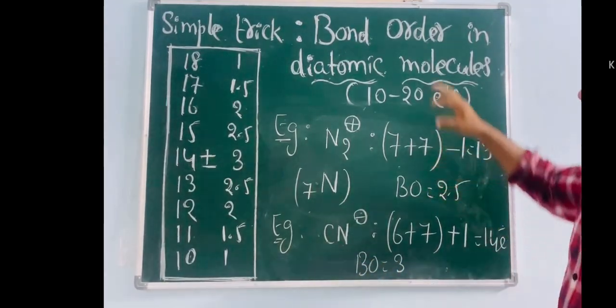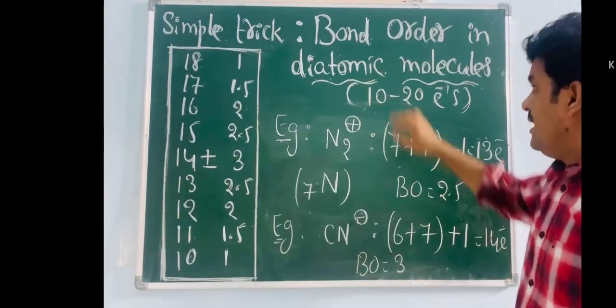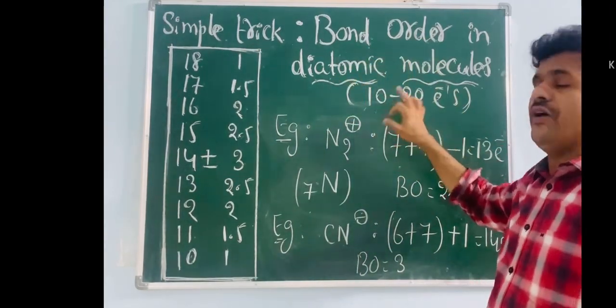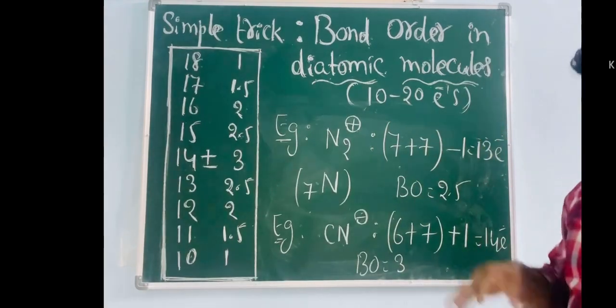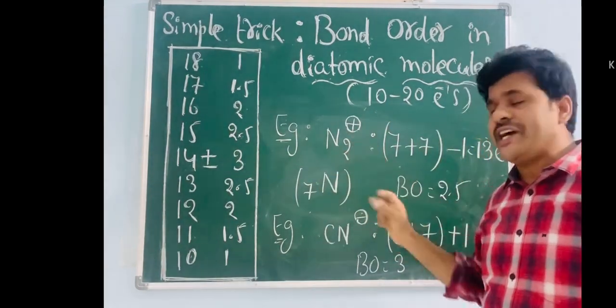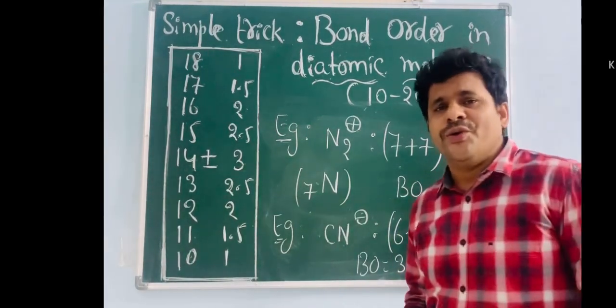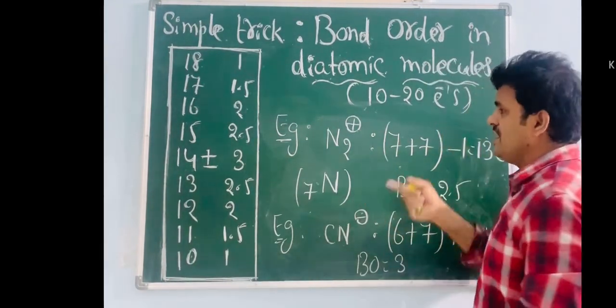So this is the simple trick to find out the bond order calculation in diatomic molecules for 10 to 20 electrons, either neutral species as well as charged species. Students, I hope you understand this concept and also the simple trick.